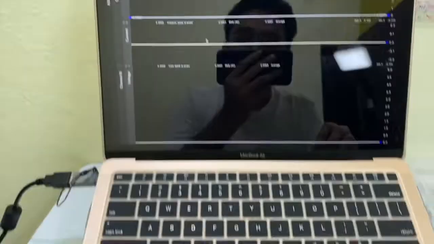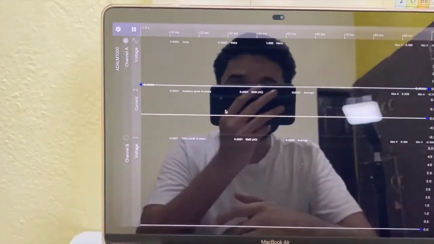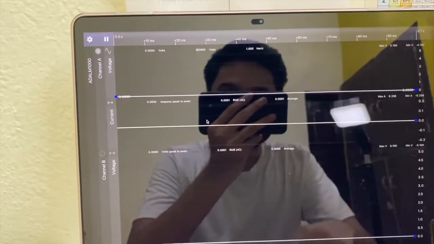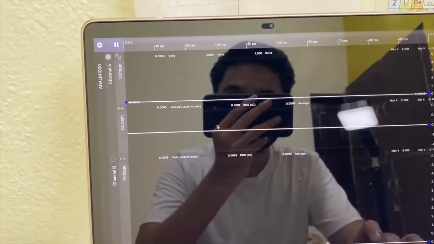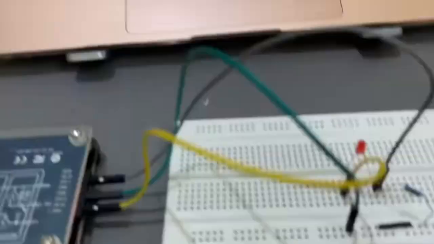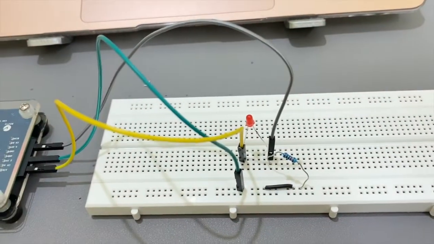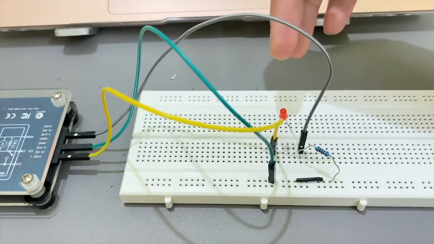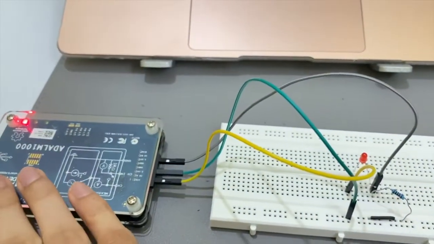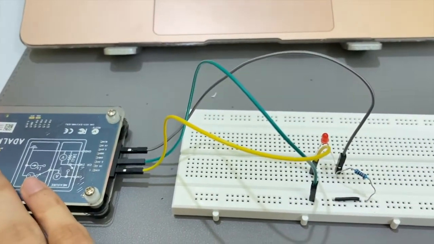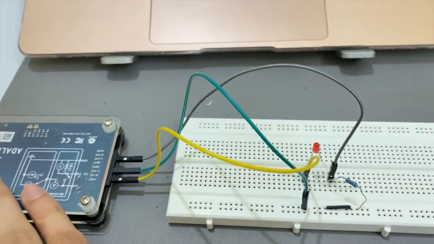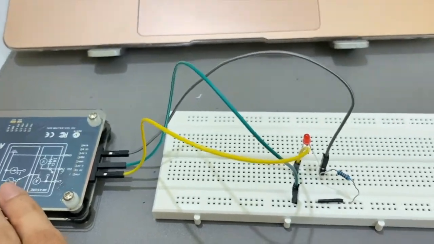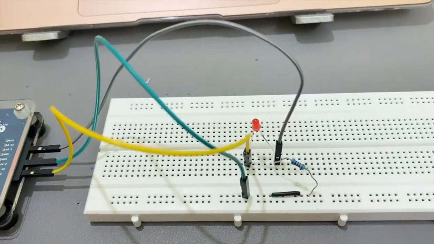Now look at the pixel pulse 2, as I am providing AC input voltage by ADLM 1000, and currently I am providing 0 volt to the LED. Now I will change it to 1 volt. As you can see, my LED is not glowing. This is because this LED works like a diode, and it also has some voltage drop, also called barrier voltage. When the value of the AC input voltage is greater than the barrier voltage, then our LED will glow. Currently my AC input voltage is less than the barrier voltage, which is why my LED is not glowing.